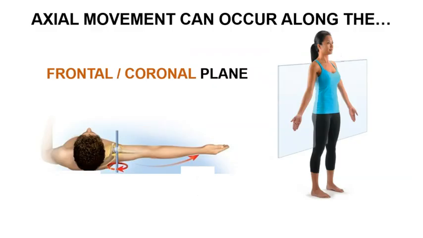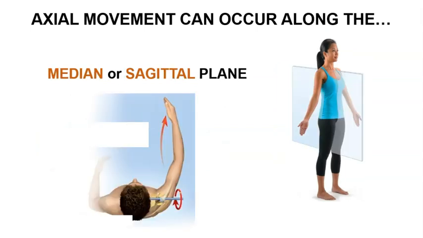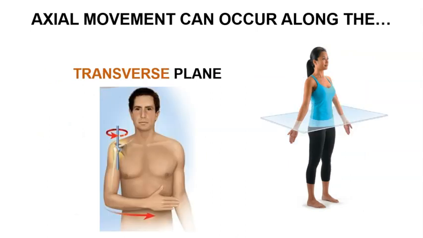The axial movements can occur along one or several anatomical planes. And as I mentioned previously, one such plane is the frontal or the coronal plane. Another is the median or sagittal plane. And the third is the transverse plane. So if a joint is capable of producing movement at one of these planes, it is called uniaxial. If the joint is capable of producing movement along any two of these, it's called a biaxial joint. And if movements can occur along all three of these planes, it is a multiaxial or a triaxial joint.